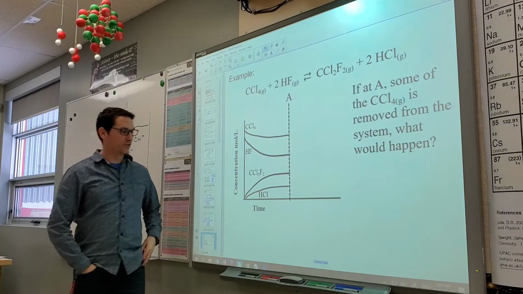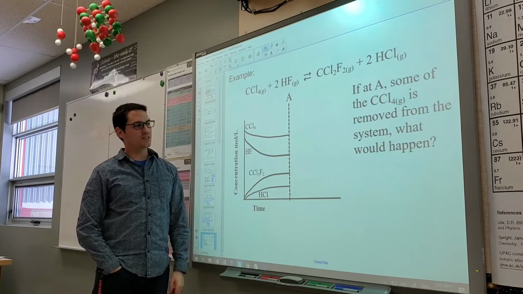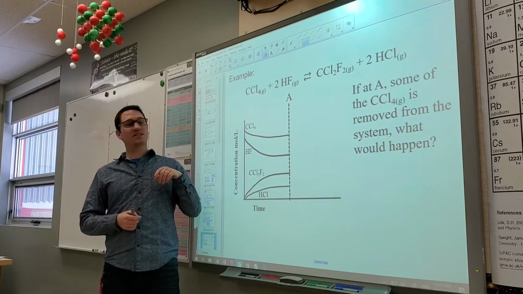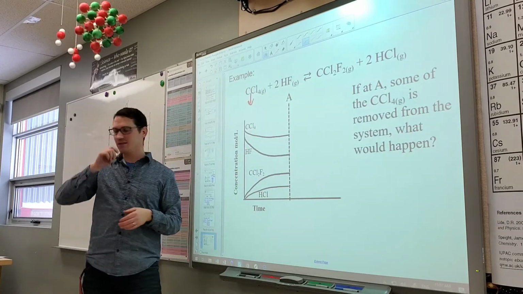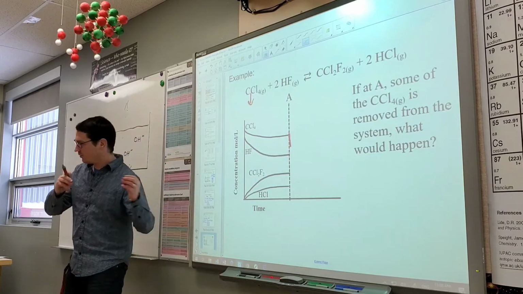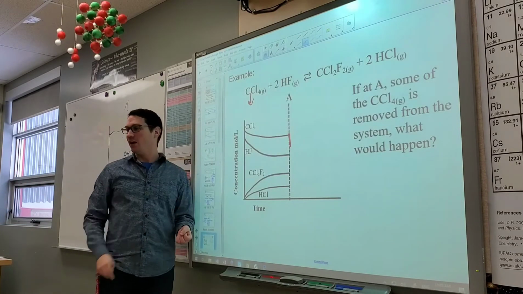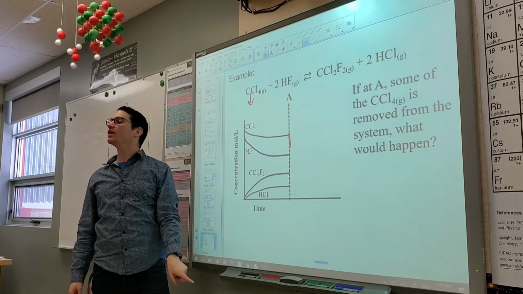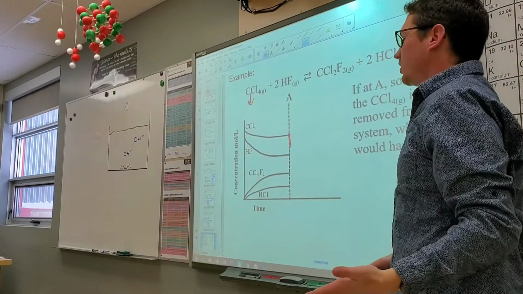Oh yeah, okay. I guess we'll do an example. If at point A some of the CCl4 is removed from the system, what would happen? So let's work through this. What's the first thing that happens? If we decrease this, then CCl4 will spike down. Does that make sense? It's a very quick change, right? Boom, it changes really fast. Because we decrease CCl4, which direction are we going to shift? We're going to shift to the left. So what's going to go up and what's going to go down?